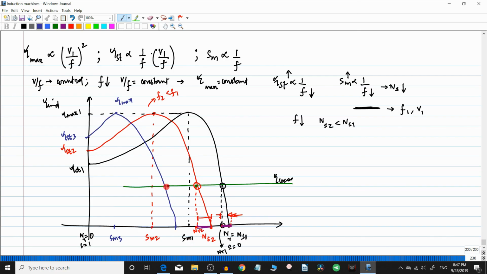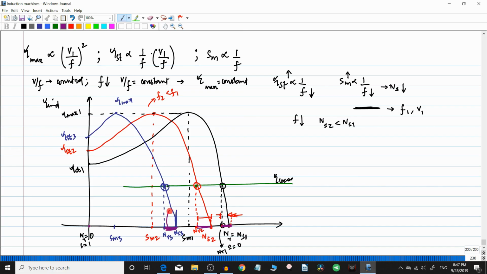So here you have a new intersecting point between the induced torque, which is the blue line, and the load torque. This is the third intersecting point. And here if you see the speed, it is NR3. And this is the new synchronous speed, which is starting here. So this is NS3. So this value here you can see, NS3 minus NR3. NS3 is from here to here, NR3 is from here to here, so NS3 minus NR3 is this value here.